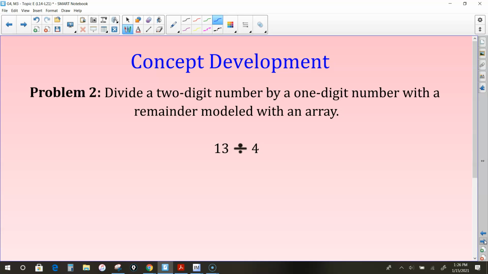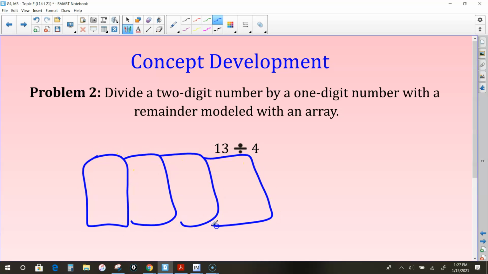So if I put my 4 teams, and then I want to put my 13 students, so 1, 2, 3, 4, 5, 6, 7, 8, 9, 10, 11, 12 students. Well, that makes my array, and I know that I can't put another one because then it won't make an array. So that means I have one student over here who's left over. He's remaining. He doesn't fit into my array.